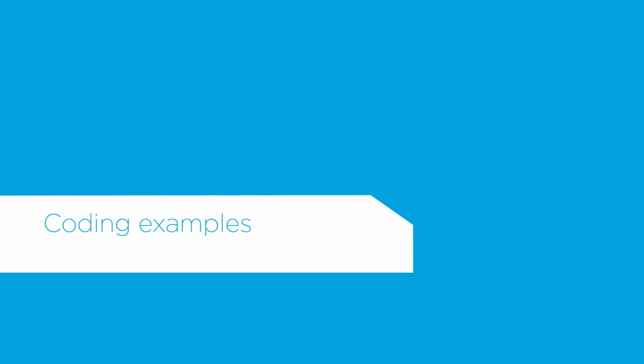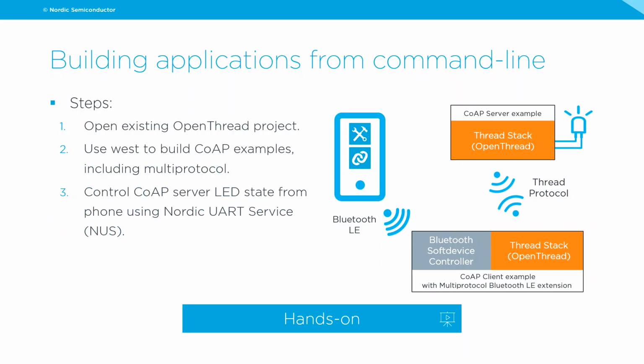Now that we have made sure that the toolchain is working correctly by building an example in Segger Embedded Studio, we will continue with some more advanced examples. First, we'll build the CoAP example, which consists of two different parts. It's one CoAP server example and one CoAP client example.